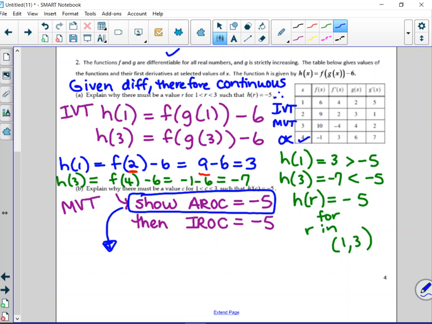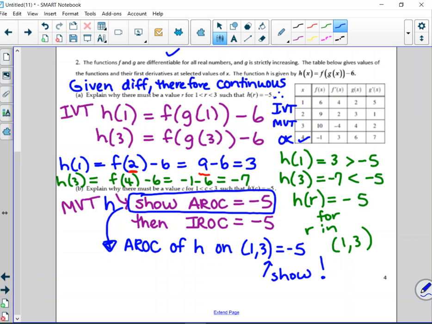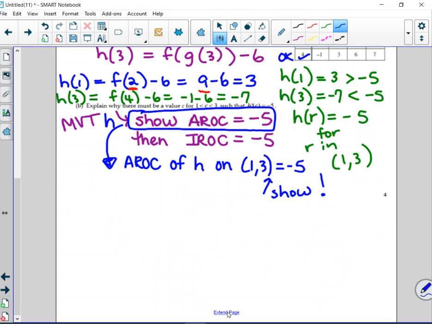What I want to show is that the average rate of change of h on the interval 1 to 3 is equal to -5. If I can show that's true, then the mean value theorem says, hey, if you get the average rate of change to be that number, your instantaneous rate of change is going to be that number too. Your derivative has to be that number. So how do I calculate the average rate of change of h on the interval from 1 to 3?